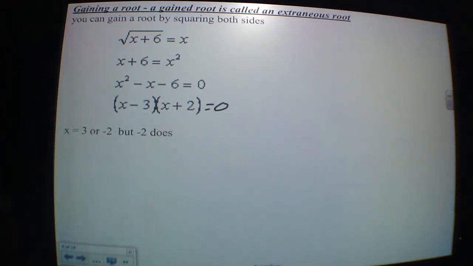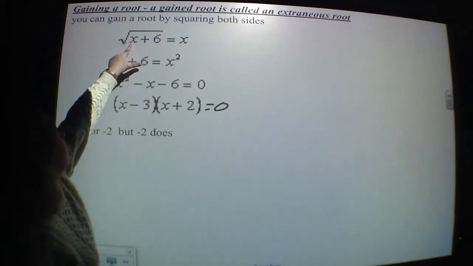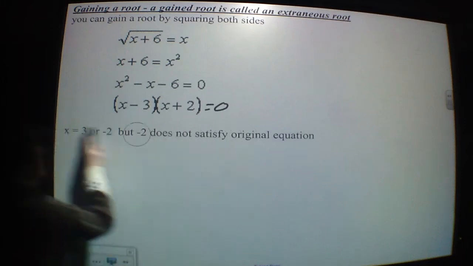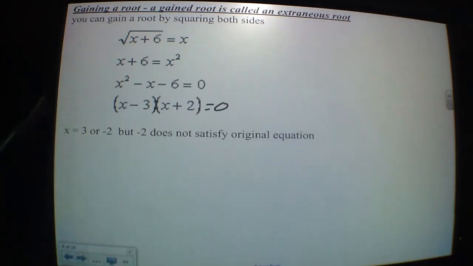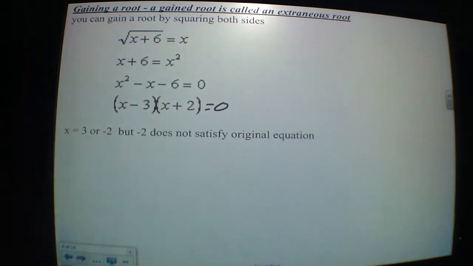That's what you have. But if you plug this back into the original equation, negative 2 does not work, because negative 2 does not equal the square root of 4. So it doesn't satisfy the original equation, though 3 does work. 3 plus 6, square root of 9, is equal to 3. That's true. So be careful if you have to square both sides. You gain roots.